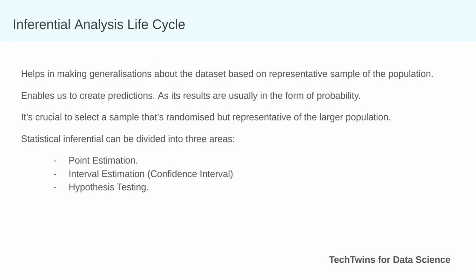Moving on to inferential analysis life cycle, it helps in making generalizations about the dataset based on representative sample of the population. It enables us to create predictions, as its results are usually in the form of probability. It's crucial to select a sample that's randomized but still representative of the larger population. Statistical inference can be divided into three areas: point estimation, interval estimation, confidence interval, or hypothesis testing.